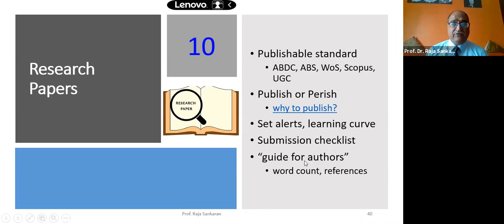Always refer to the guide for authors. The guide for authors gives lots of information related to, for example, the manuscript to be used, what the word count is, and how the referencing style should be used. And if you're using reference management software, it becomes much easier. They'll give you a link by which you can directly download the style for your reference management software. So look for all this information, read through this and create your own checklist.